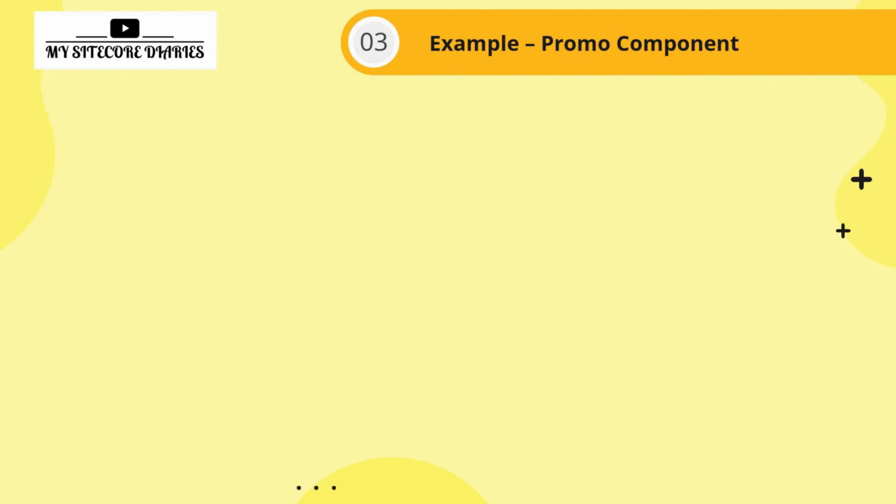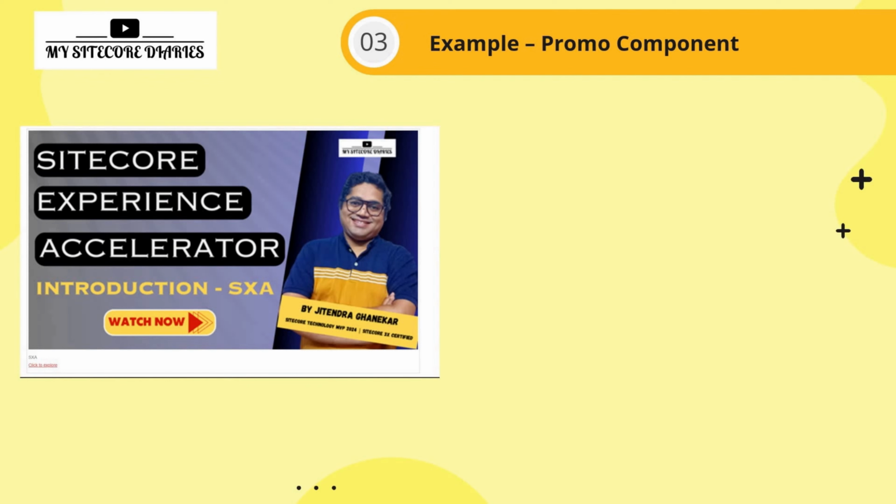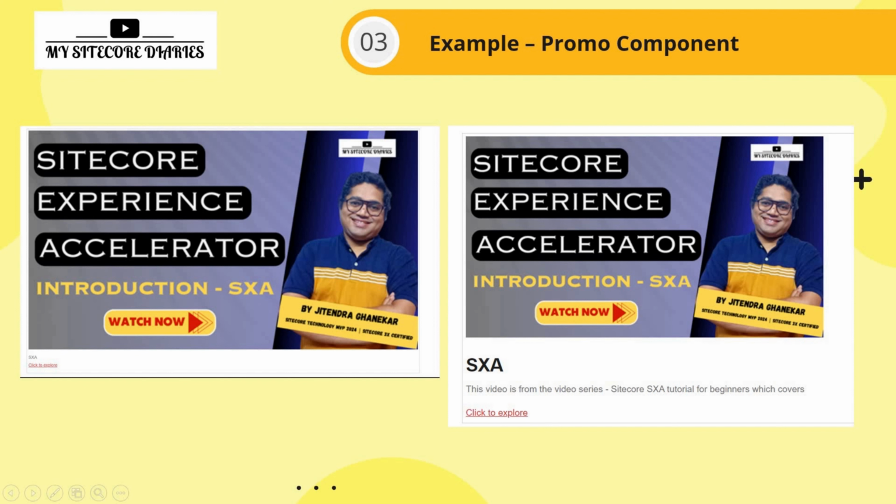So let's take an example. If you create any promo component, you will have this kind of structure where you have an image here, then a title and the link where you want to redirect that promo. Now if I want to reduce the size of the image, make the title a headline H1, and add a description, while the link remains as it is, this is another version or variant of a promo component.